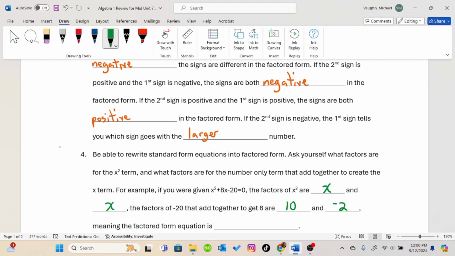Meaning the factored form equation is x plus 10 times x minus 2. If you have any questions about this concept, please use class time to ask for further clarification before the mid-unit test on Thursday.